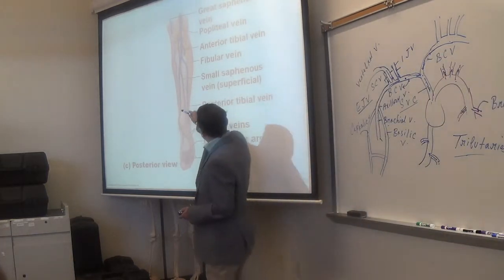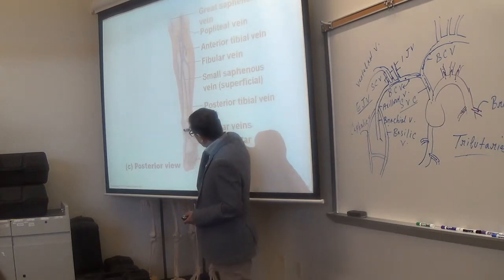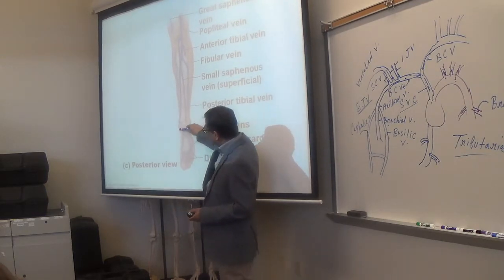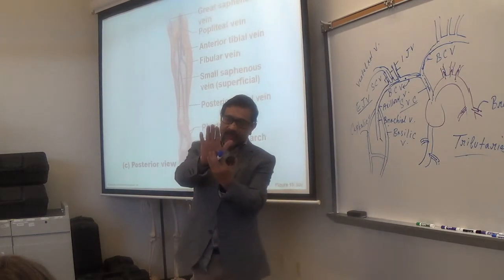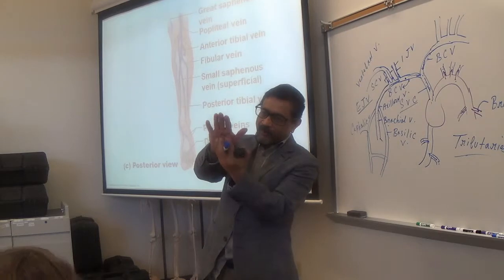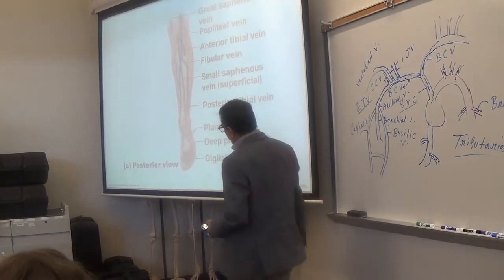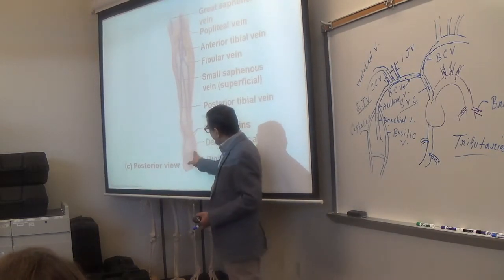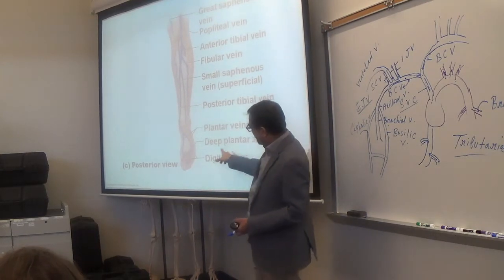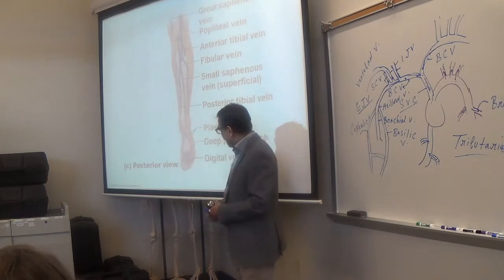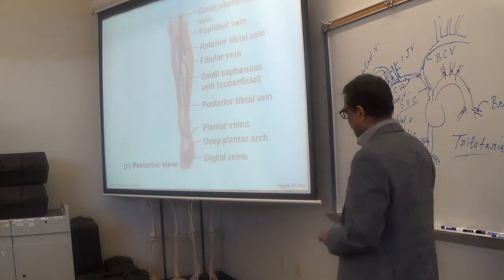Then you see here, the posterior tibial goes to the plantar surface of the foot. That means the sole, not the dorsal surface, towards the sole of the foot, and divides into plantar veins, and they join to form the arch, the deep plantar arch. And from there, you get the digital veins.